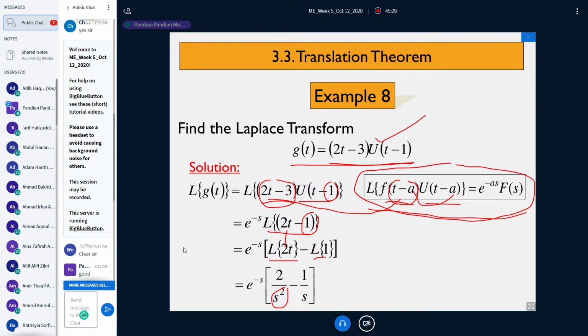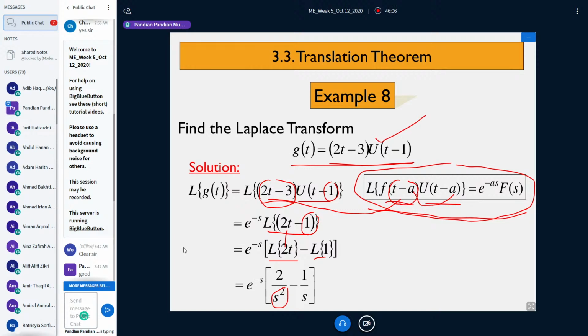2t minus 3 is 2t minus 2 minus 1. So you take out 2t minus 1. So the t minus 1 becomes t, because t minus 1, you must make it t. So 2t minus 1. 2t minus 3. Yeah, 2t minus 3.